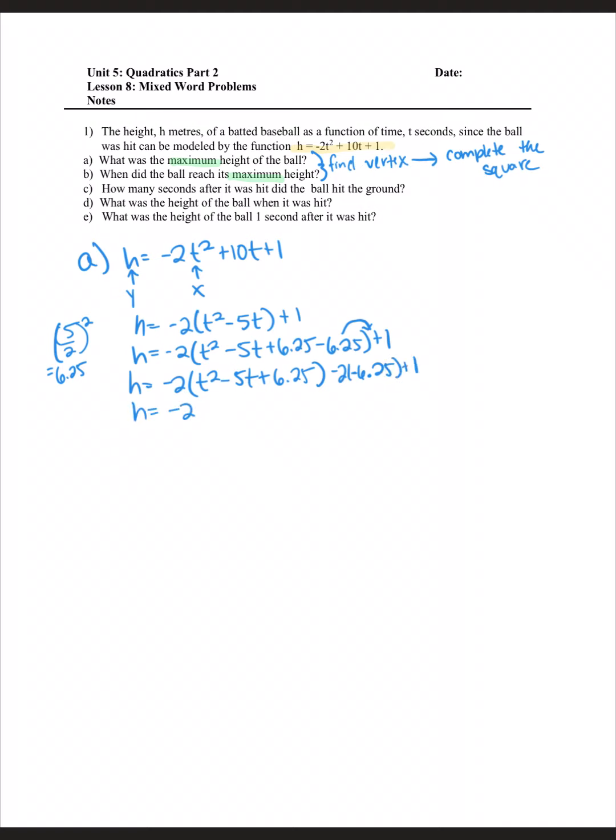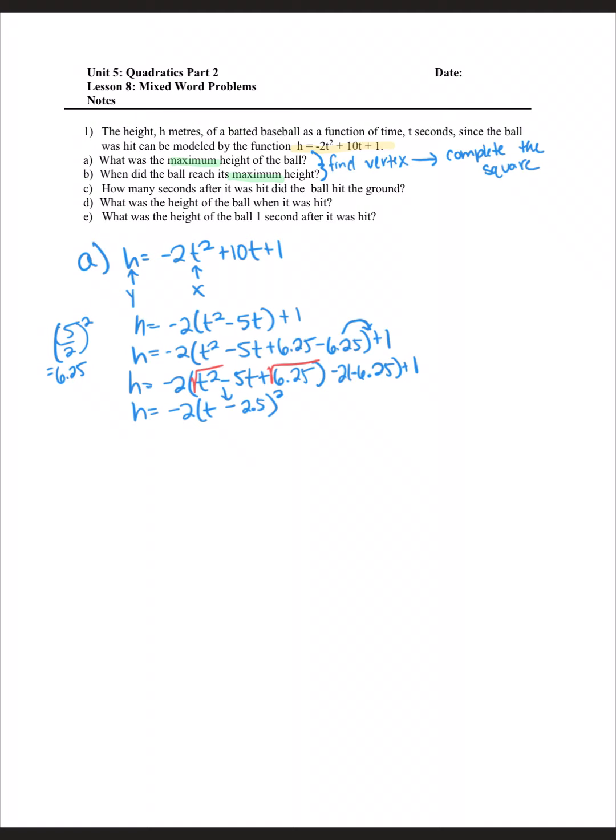Okay, and then we can just factor this perfect square trinomial. So take the square root of t squared and the square root of 6.25. So the square root of t squared is t. The square root of 6.25 is 2.5. And then we bring down the sign from our middle term to go between those. And we square that bracket.